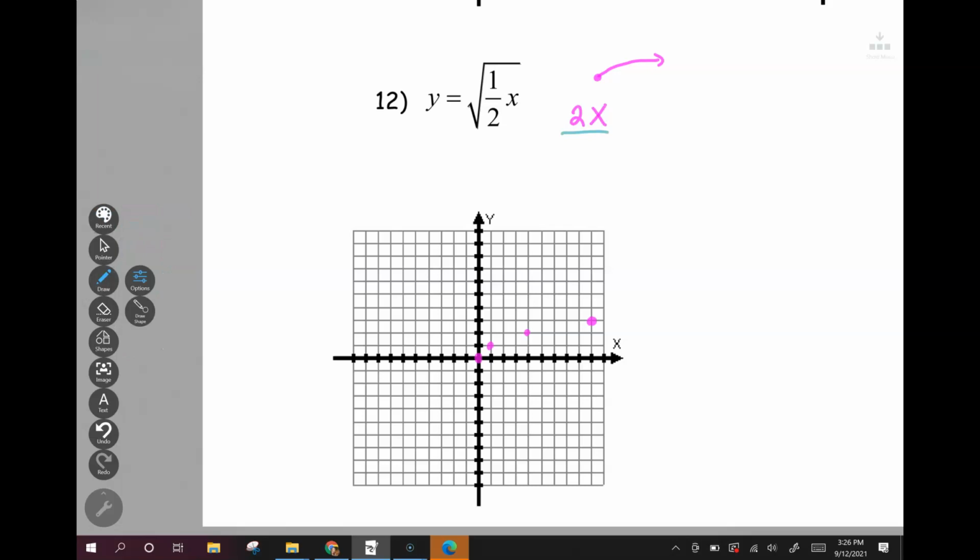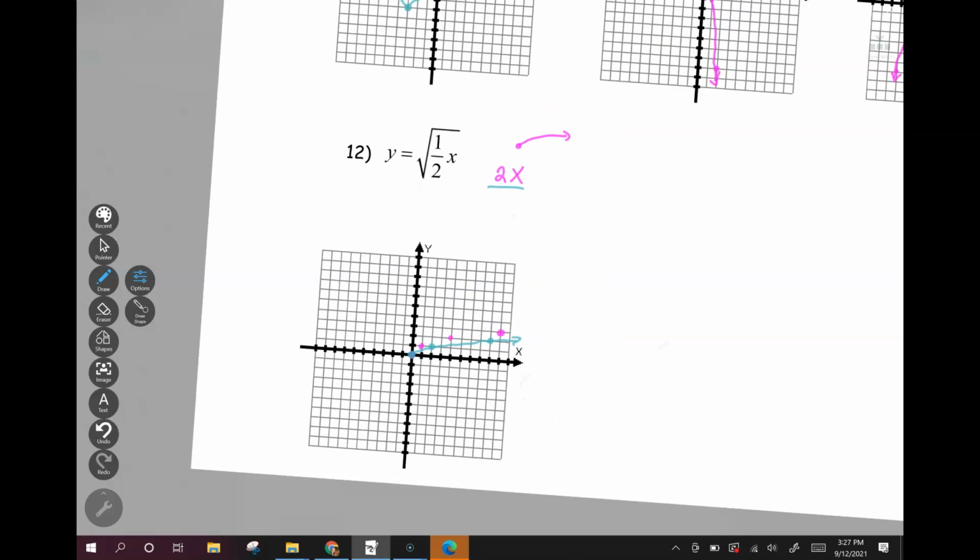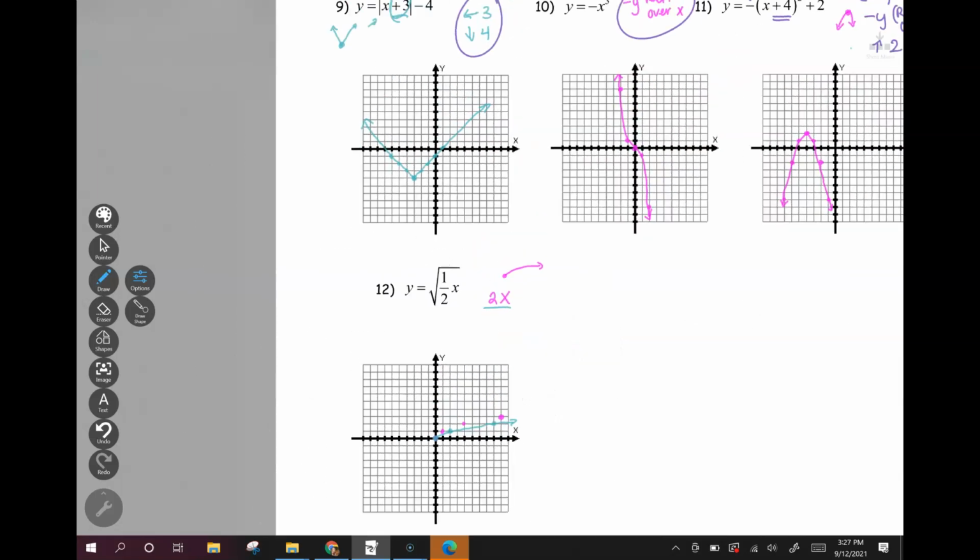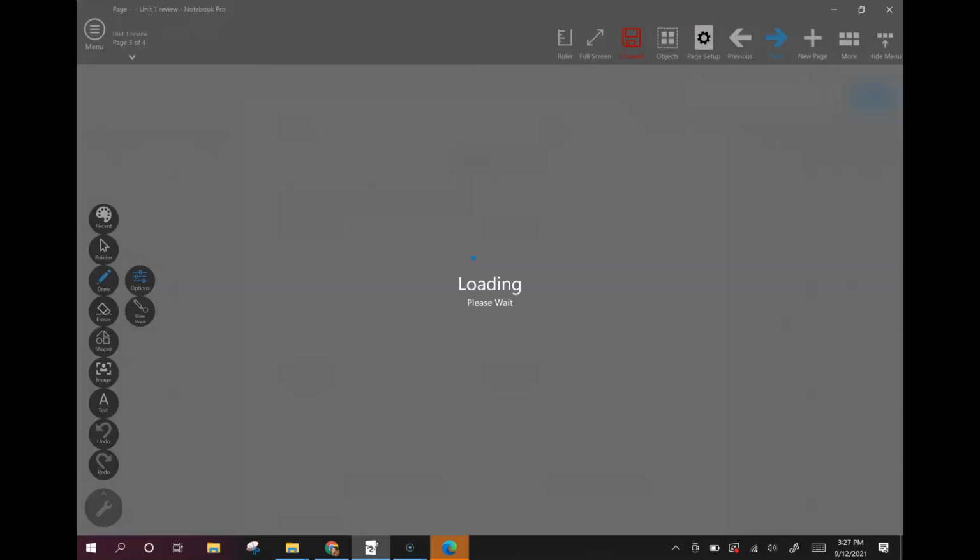Now let's multiply our x's by 2. Well, 0 times 2 is still just 0. The x value here is 1 times 2 is 2. The x value here is 4 times 2 is 8. 1, 2, 3, 4. So those are my new points. Just took my x's and multiplied them by 2. It's called a horizontal stretch. All right, next page.